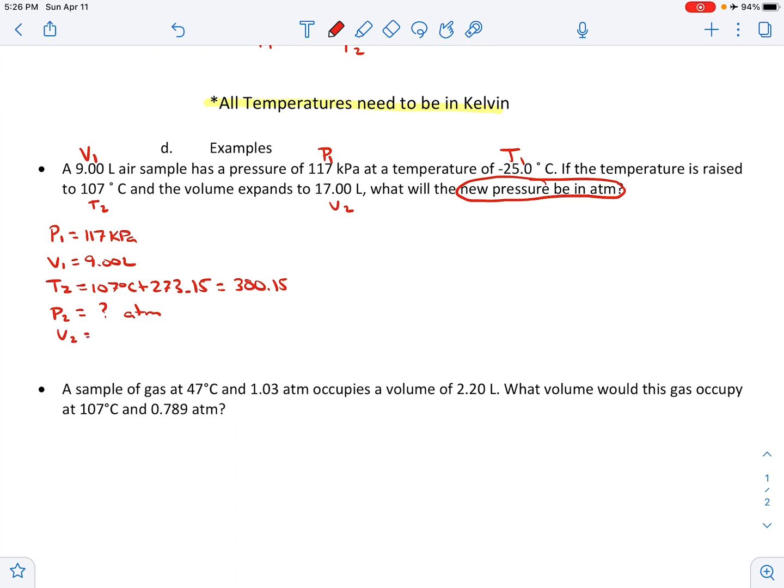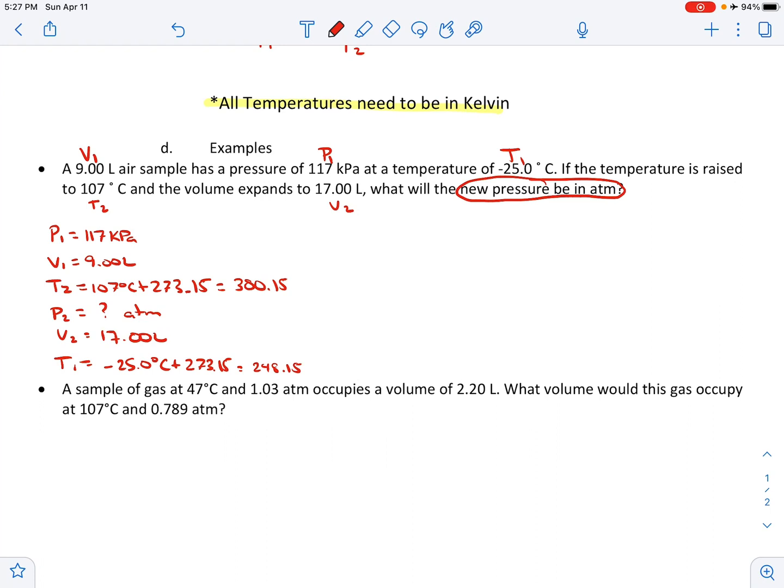V2, our second volume, is 17.00 liters. And last but not least, T1, the first temperature, is negative 25 degrees C, so we started pretty low. Again, we have to add 273.15 to get to Kelvin, and that answer should be 248.15.